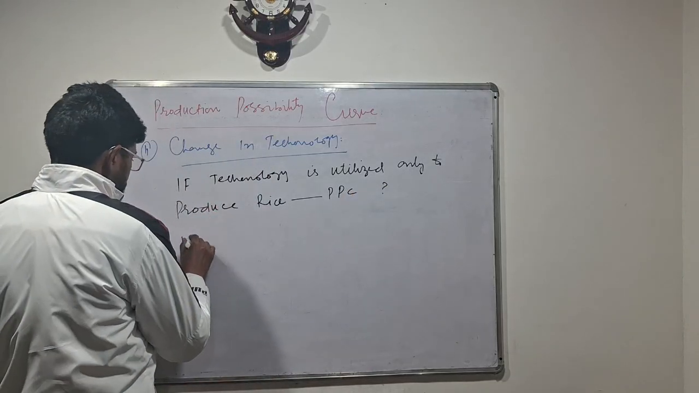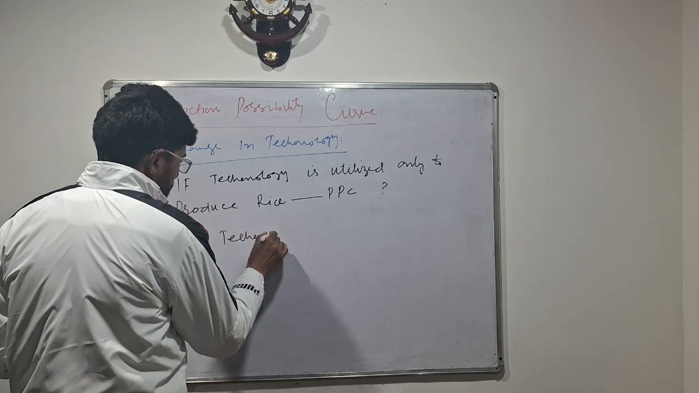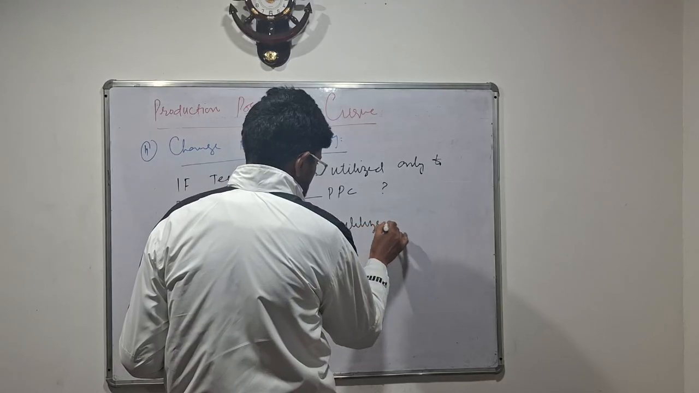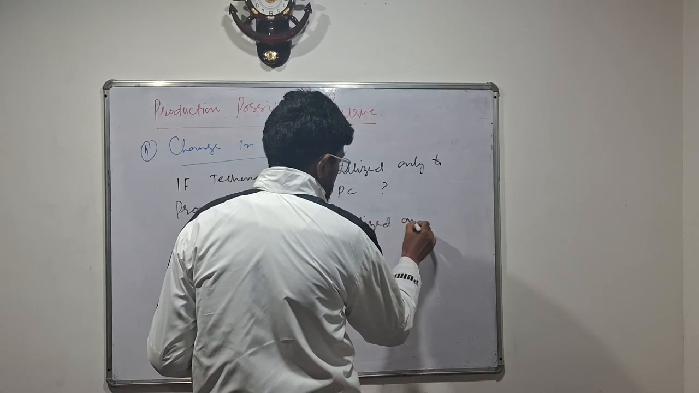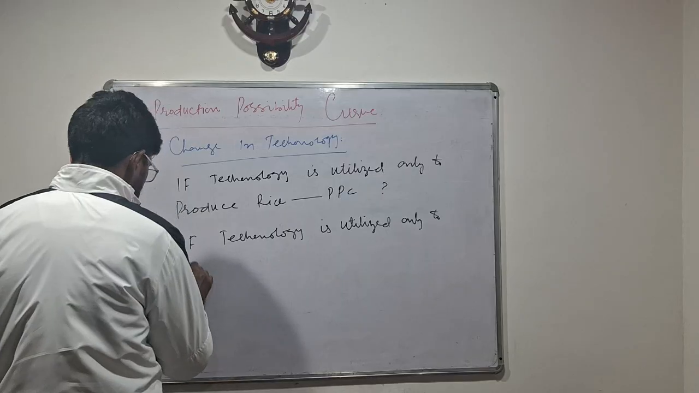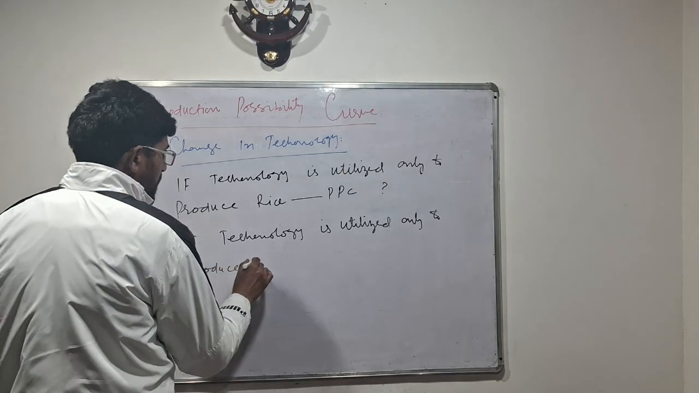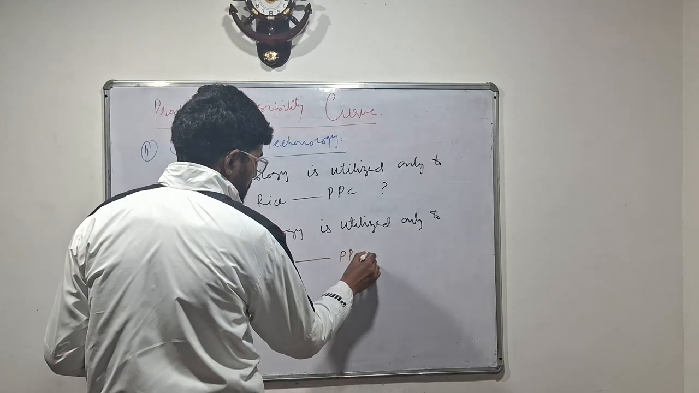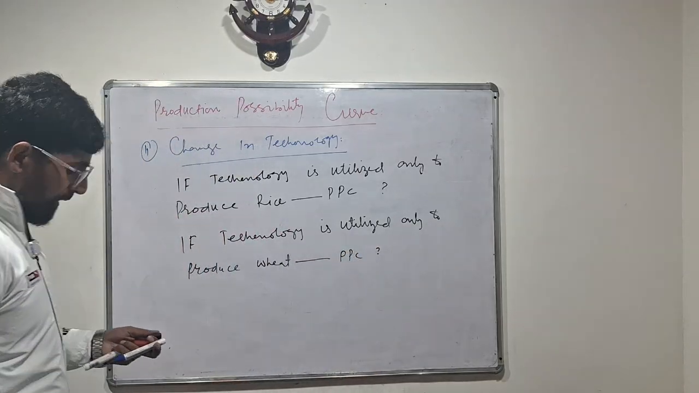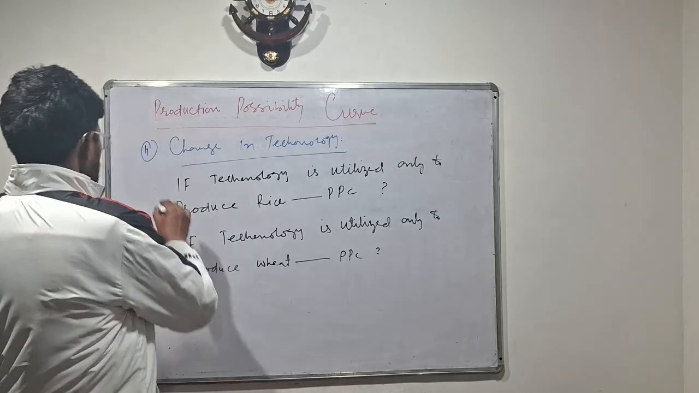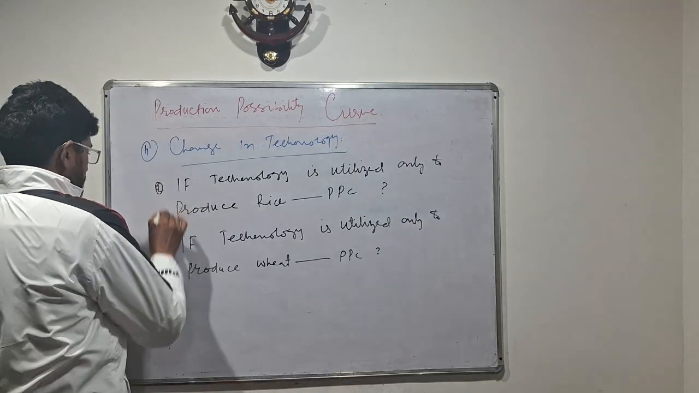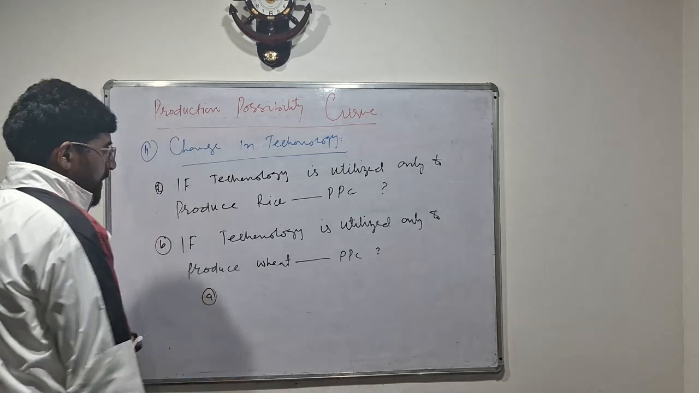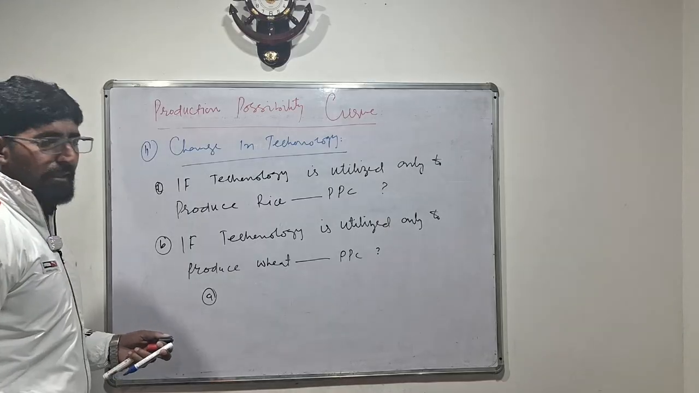Similarly, if technology is utilized only to produce wheat, what will happen to PPC? In the first case, I will write A for understanding purposes, and B for the second. For A, the condition is: if technology is utilized only to produce rice, then what will happen to PPC?